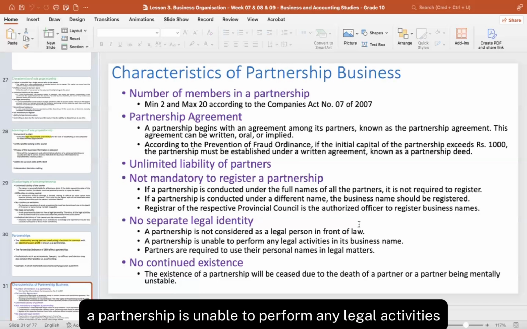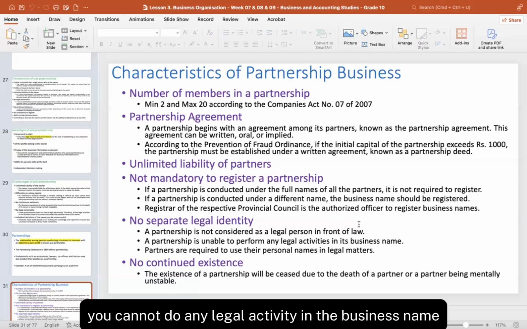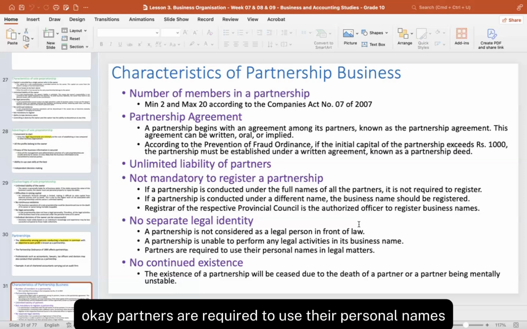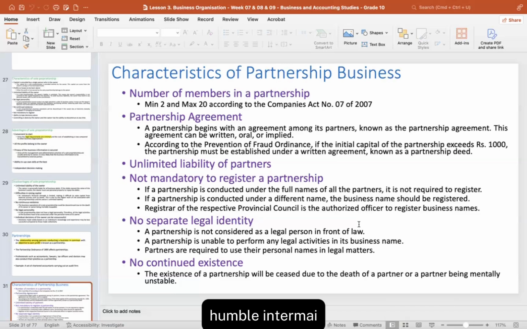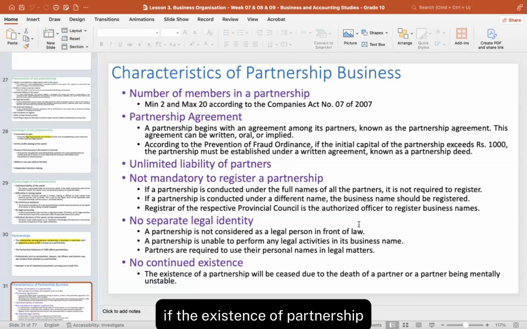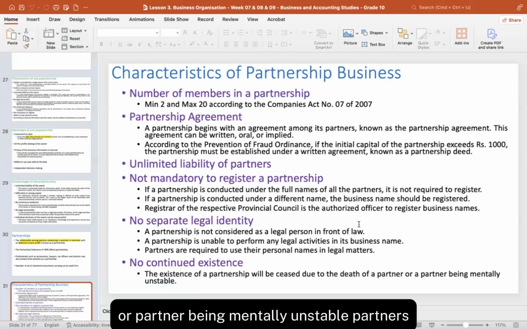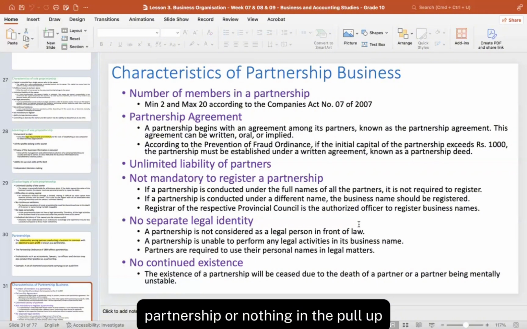A partnership is unable to perform any legal activities in its business name. So simply, you cannot do any legal activity in the business name. Partners are required to use their personal names in legal matters. No continued existence. The existence of the partnership will cease due to the death of a partner or a partner being mentally unstable. When partners are gone, the partnership can cease to exist.